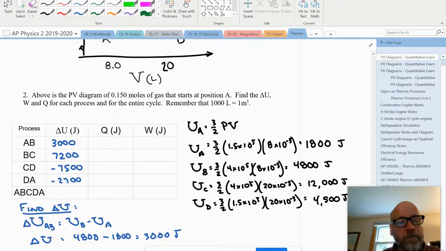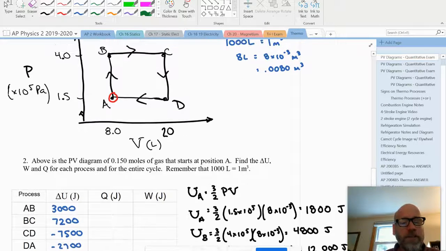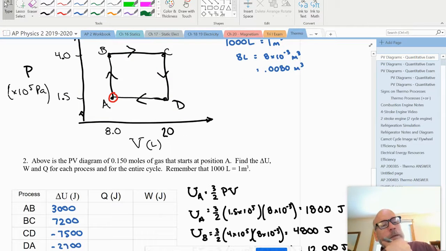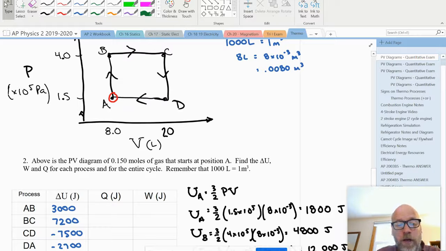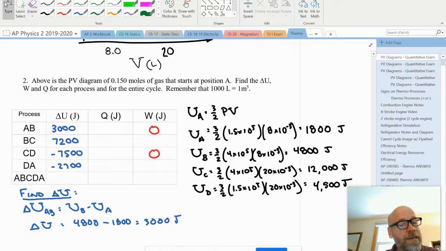Now, let's go back up to the graph. Here's what I see. During process AB, it's isometric. Can you find the area under that curve? No, you can't, because it's a vertical line. There is no area. No work was done on or by the gas because the piston wasn't increasing in volume or decreasing. It wasn't being compressed or expanded. So the work is zero. Same thing is true for C to D. Check, check. That's easy.